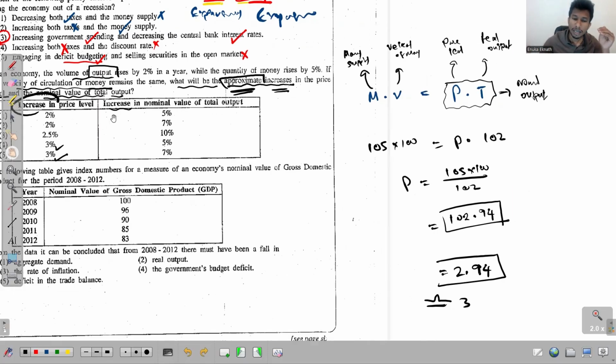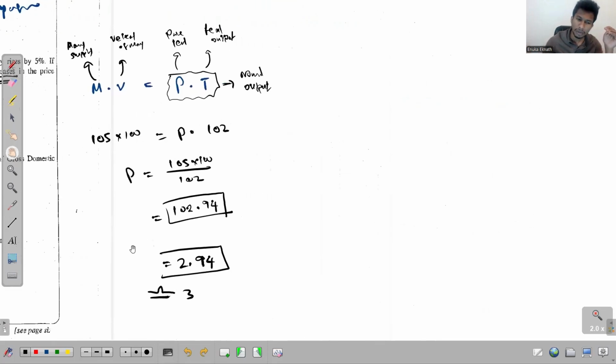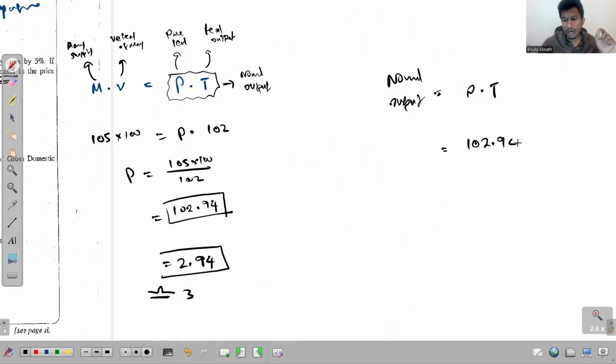See, earlier we recognized this P into T, the product of P and T, to be the nominal output. So let's write once again, nominal output equals P multiplied by T. So in this year, price level is 102.94. We found that value. And the real output of this year is 102, that is given to us in the question itself.